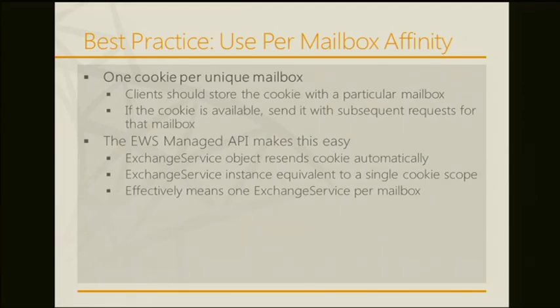So what you do is you instantiate a new Exchange Service object per mailbox that you're accessing. We talked a little bit yesterday about the Managed API in that it's not thread safe. The Exchange Service object doesn't have any kind of connection or anything like that, like MAPI would, so it's very lightweight to create new instances of that object. So you really want to associate an instance of the Exchange Service object with the scope of one cookie, in this case, one mailbox that you're accessing.